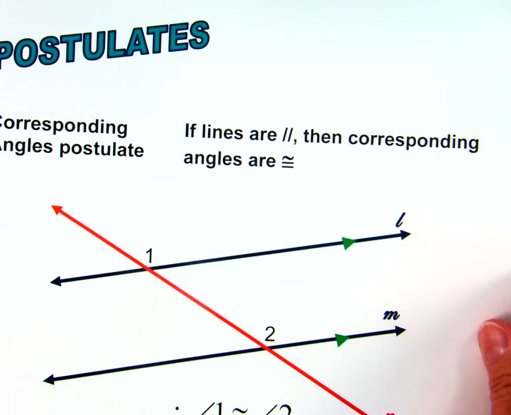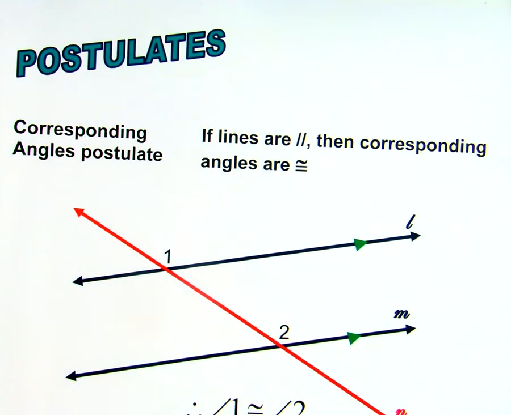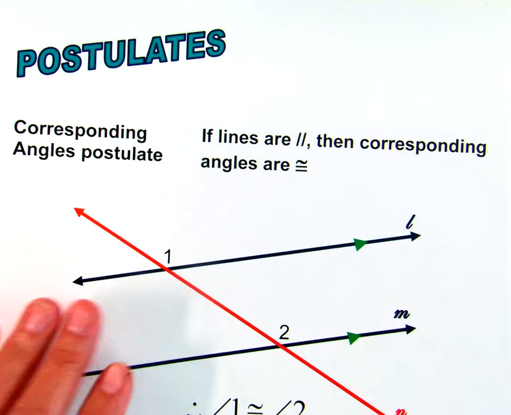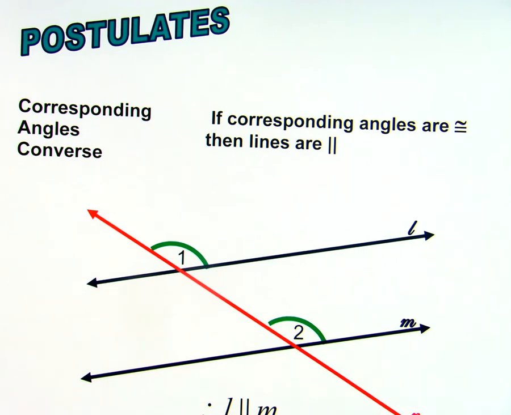Who would have thought it? Well, I would have thought it. And here's the postulate. Please make note of the postulate. If lines are parallel, then the corresponding angles are congruent. I bet there's a converse to that. Yes, there is. Can you tell me what it is? Well, here it is. If the corresponding angles are congruent, then the lines are parallel.